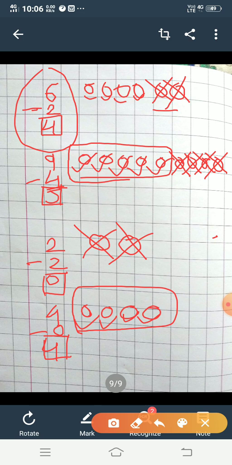Now students, do you understand? This is called the vertical method of subtraction. Vertical means standing line. We are writing the numbers on a standing line. Here I wrote 6, here I wrote 2, here I wrote 4. This is the standing line method. So it is the vertical method of subtraction. Do you understand, students?